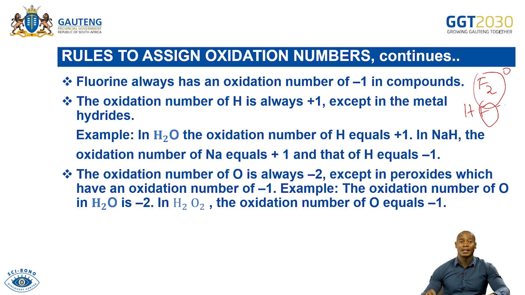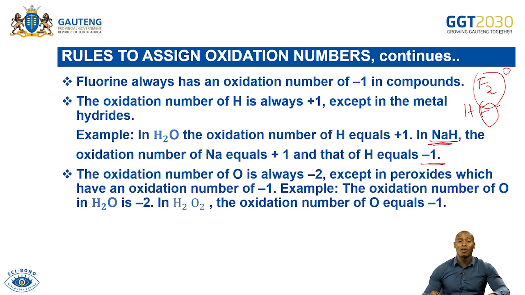But there's an exception there. The oxidation number of hydrogen is always +1, except in the metal hydrides. For example, in a water molecule, the oxidation number of hydrogen is +1. And then in sodium hydride, it's not going to be +1. It's going to be -1.